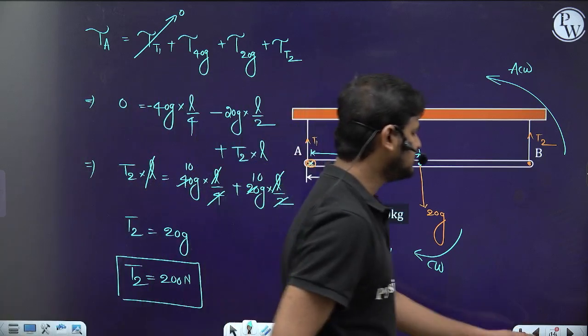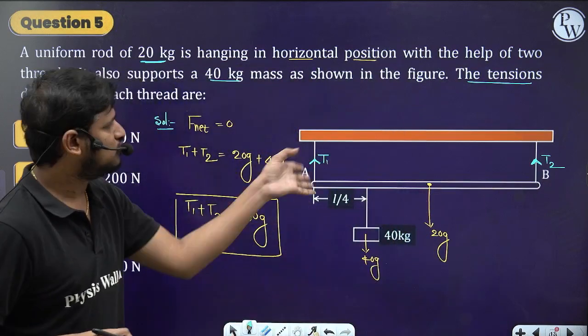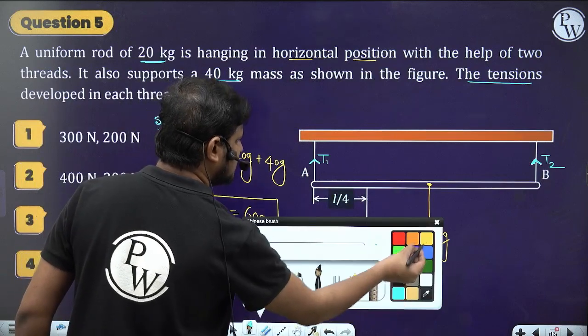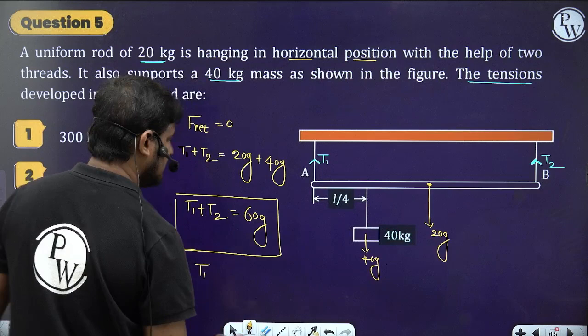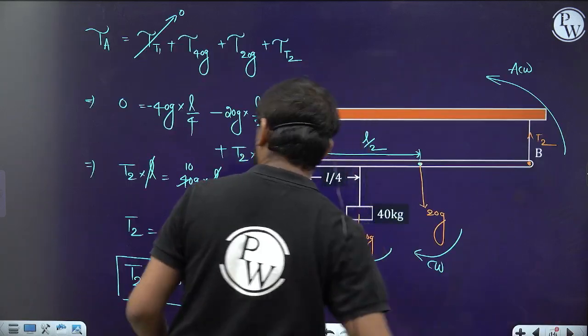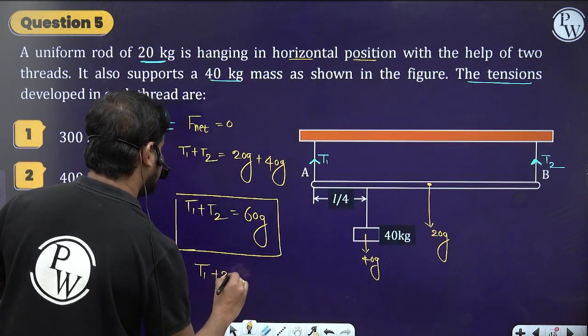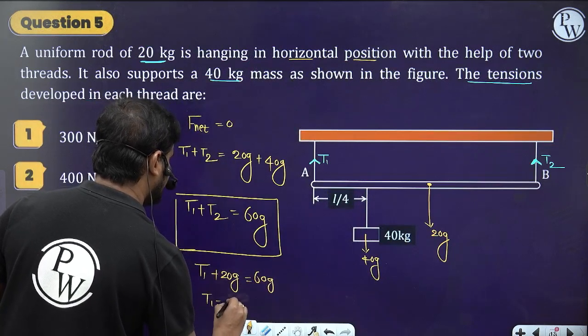Now, what is our requirement? We need the tensions developed in the threads, so we require both T1 and T2. We already have the equation: T1 plus T2 is equal to 60G. T2 we just now got, which is 20G. So in place of T2 you can write 20G, which is 60G. So from here T1 is equal to 40G.